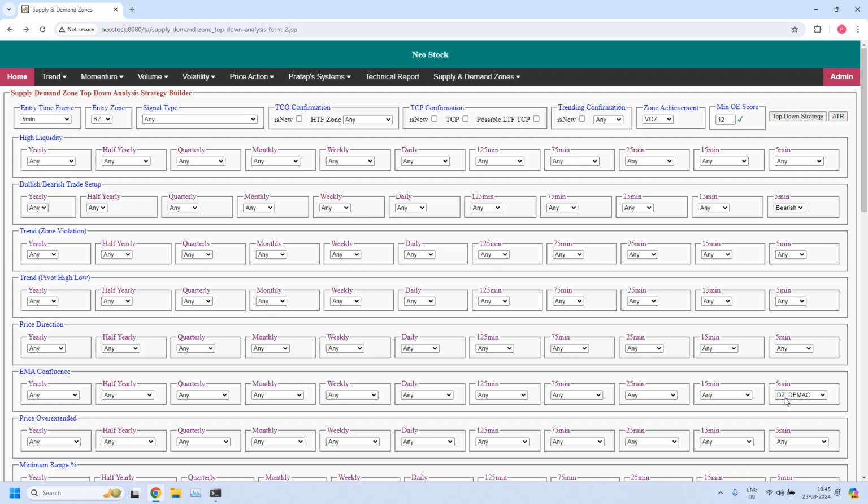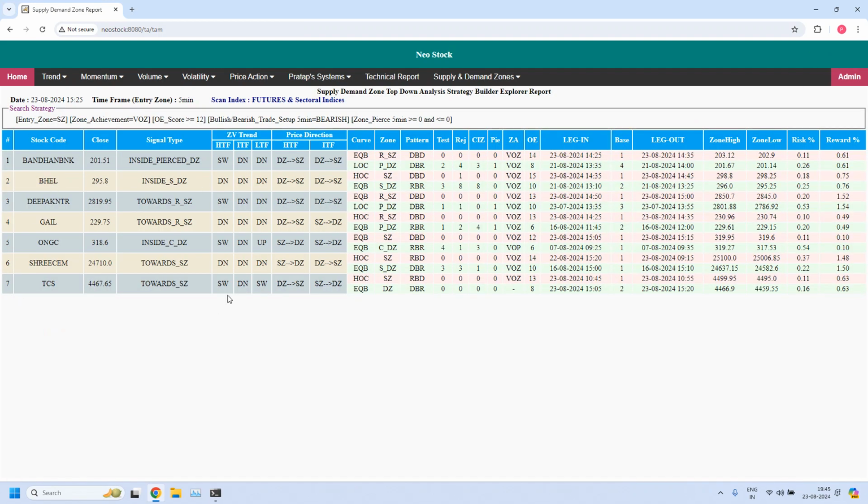But there is a possibility that, without EMA confluence, whatever 7 stocks you got earlier, 15 minutes supply zones might be having EMA confluence. But before that, you need to look for 15 minute zones and 5 minute zones confluence is there. Then only you should look for such kind of EMA verification. Otherwise it doesn't make any sense.